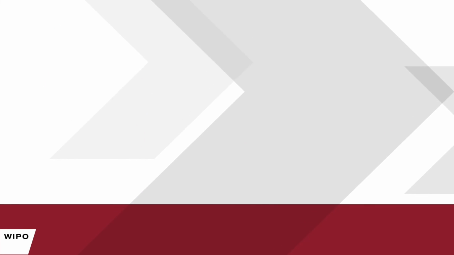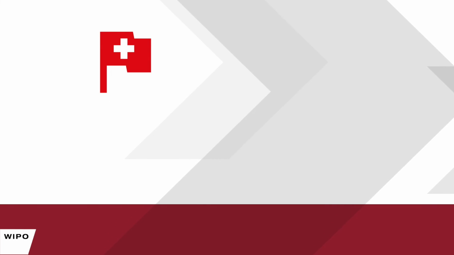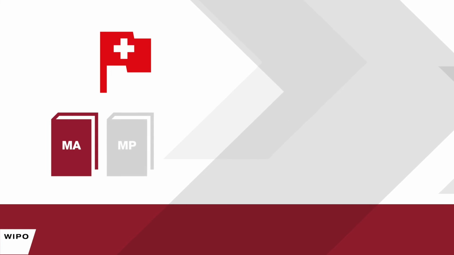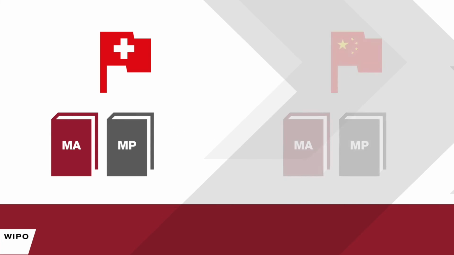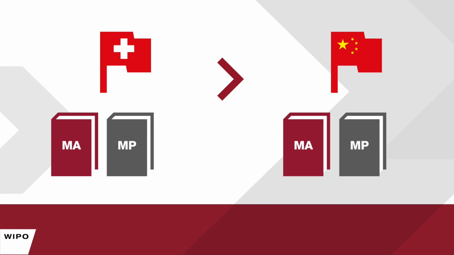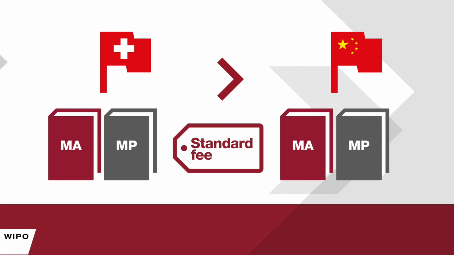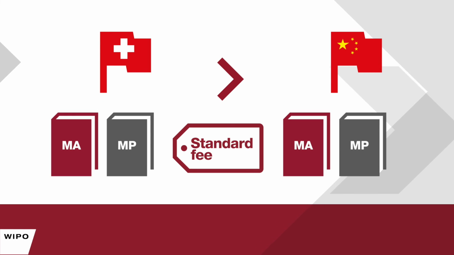Let's look at an example. Switzerland is a member bound by both the Madrid Agreement and the Madrid Protocol. So is China. Say you want to renew your international registration originating in Switzerland for China. You will only need to pay the standard fee and not the individual fee. This is because both members are bound by both the Madrid Agreement and the Madrid Protocol.